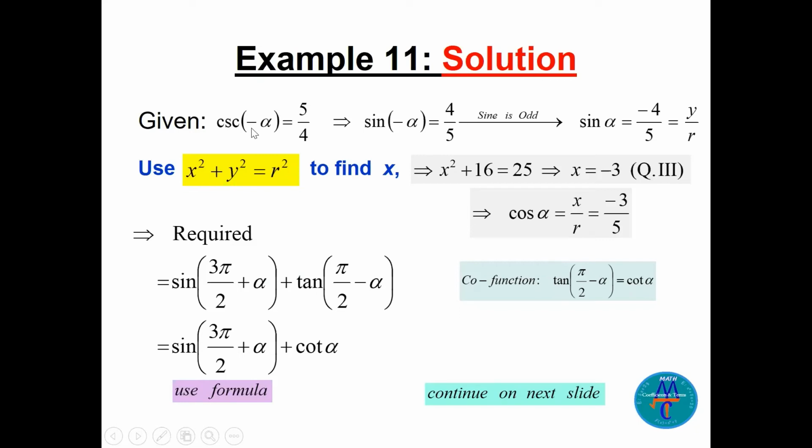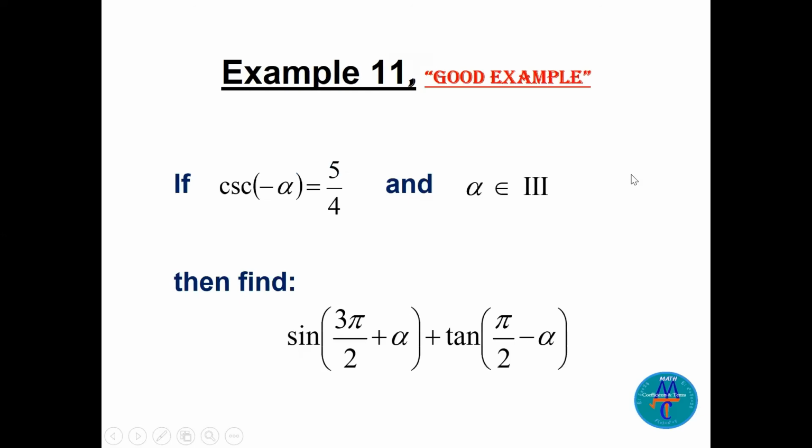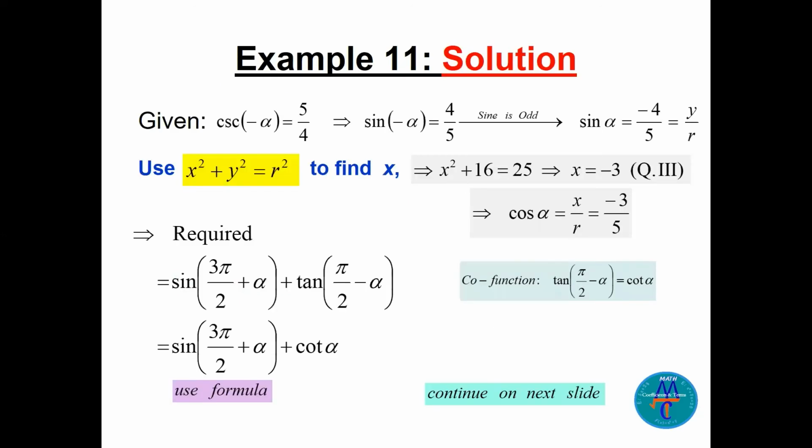Start with the given. Cosecant of minus alpha is 5 over 4. So sine of minus alpha is 4 over 5, which is the reciprocal, as we know. Sine function is odd, so this becomes minus sine of alpha is equal to 4 over 5. So sine of alpha finally is minus 4 over 5. This is y over r. So I can use x squared plus y squared is equal to r squared to find the value of x. Now this is in quadrant 3. Why is this in quadrant 3? It is given here that it is in quadrant 3. So the x would also be minus.